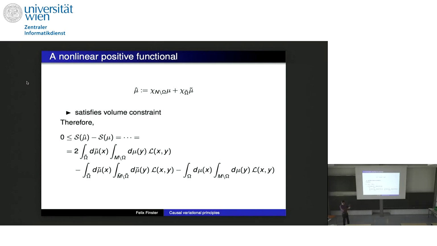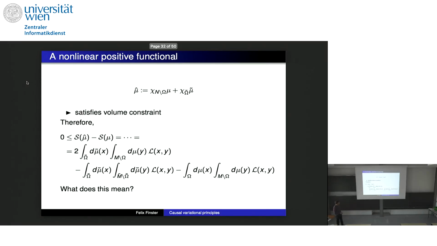And now one can write all this out. And then you get this. So you get 3 double integrals. I should say always one integral is over omega tilde, so this bounded region, and the other integral is over the complement. And here you have twice the measure mu tilde. Here you have twice the measure mu. And here you have a mixture. So one integration over mu tilde and the other over mu. Good. Now the question is, what does this mean?